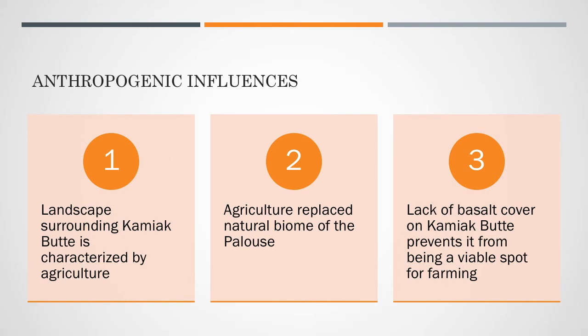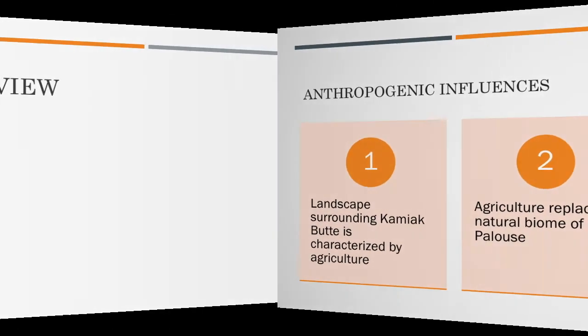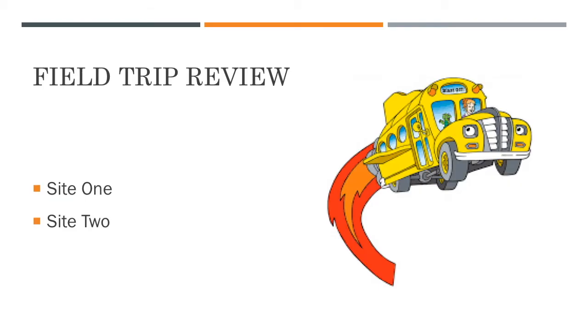hot summers. The landscape surrounding Kamiak Butte is characterized by anthropogenic influences in the form of agriculture. The combination of basalt cover and low soil provides fertile ground for crops such as lentils and wheat to grow. Because of this, much of the natural shrubland of the Palouse is gone and is replaced by agricultural fields. However, since Kamiak Butte does not have a basalt cover, it does not pose as good farming ground, leading to its natural state.